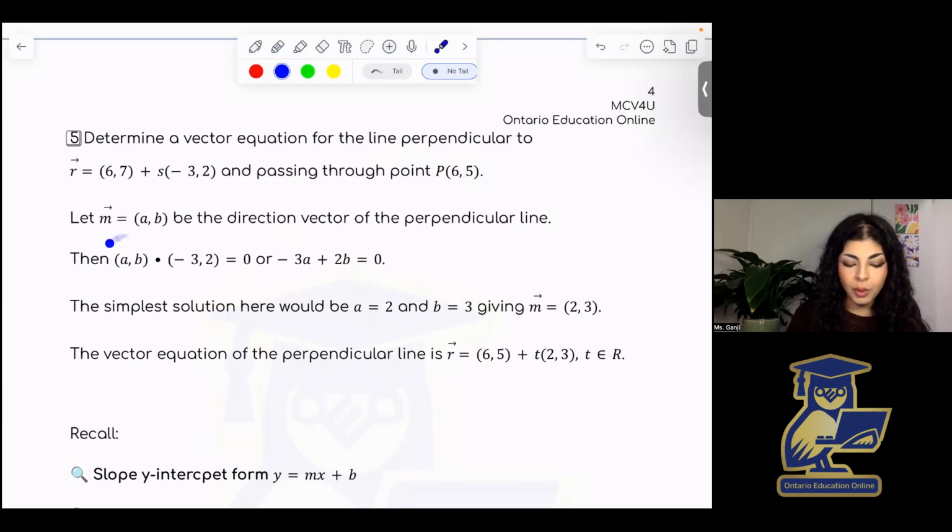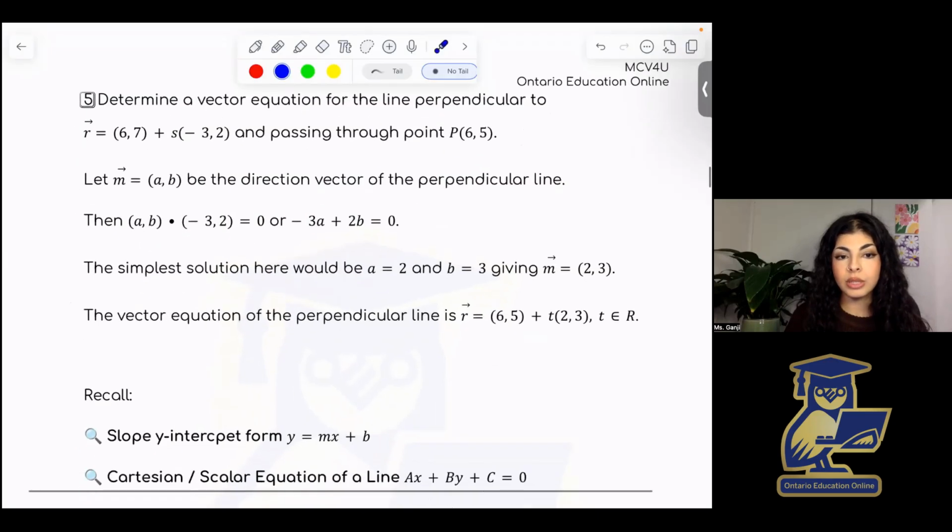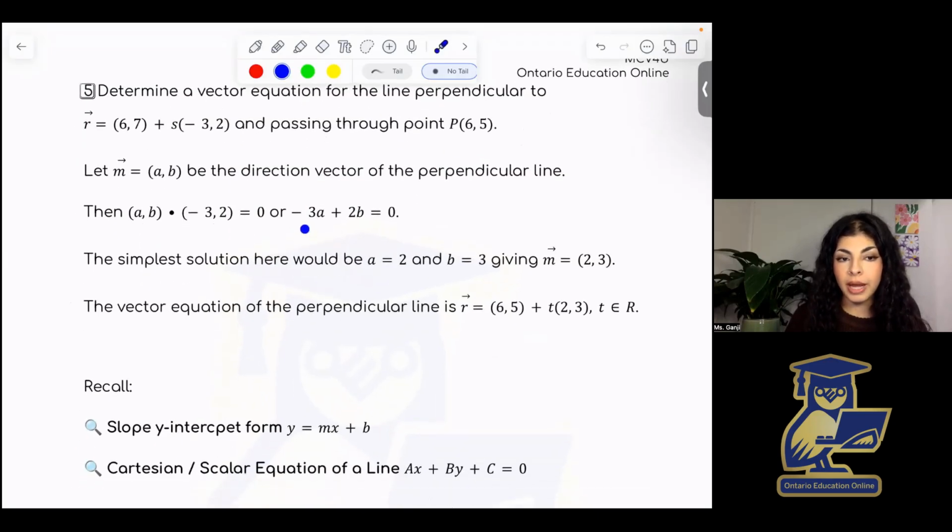Now, to find what m is, we have to use our knowledge of the dot product, which told us that the dot product of this vector with the direction vector of the other line, so the dot product of the two direction vectors, will be 0 when these two lines are perpendicular. In other words, we are just using the dot product of the algebraic vectors here. So this will give us negative 3a plus 2b is equal to 0.